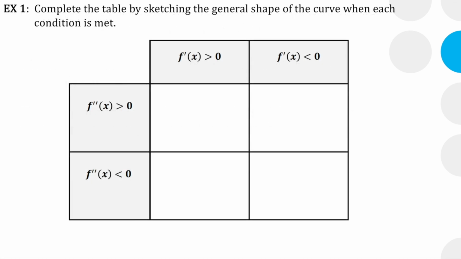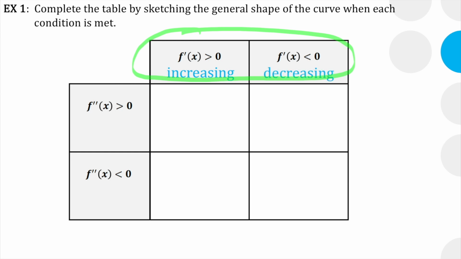We'll start with some basic building blocks here. Example 1 says complete the table by sketching the general shape of the curve when each condition is met. Let's start at the top here. If f prime of x is greater than 0, what does that mean about the parent graph? It means it's increasing. If f prime is less than 0, it means the parent graph is decreasing.